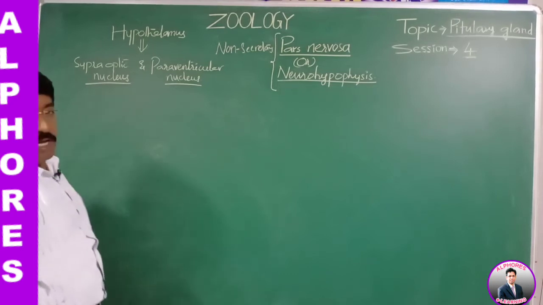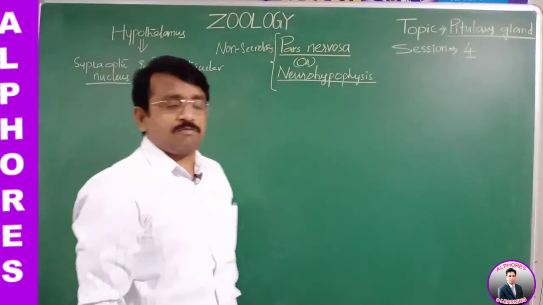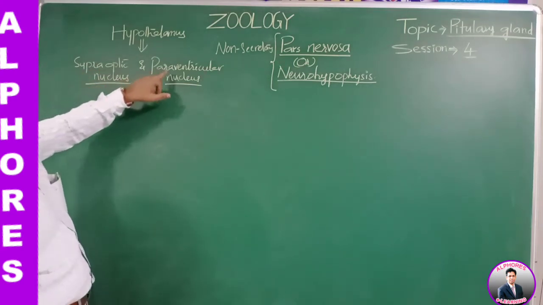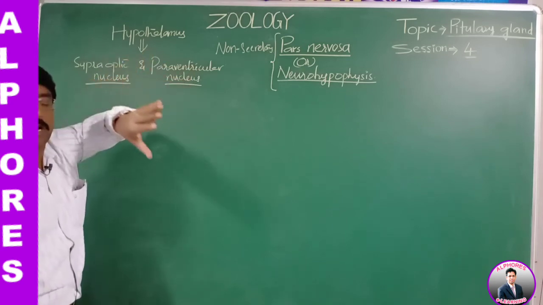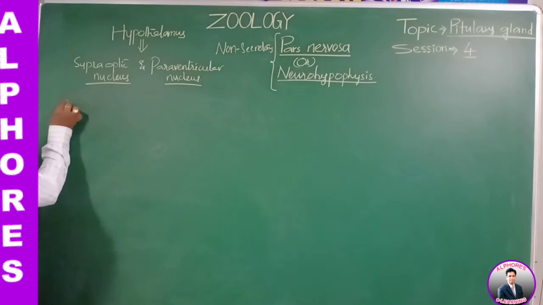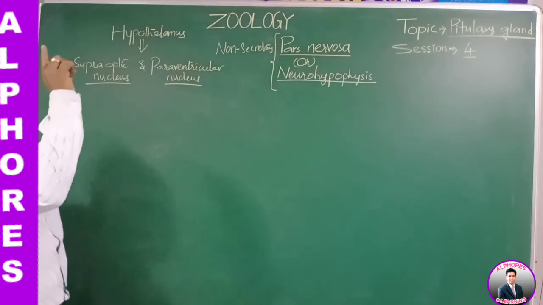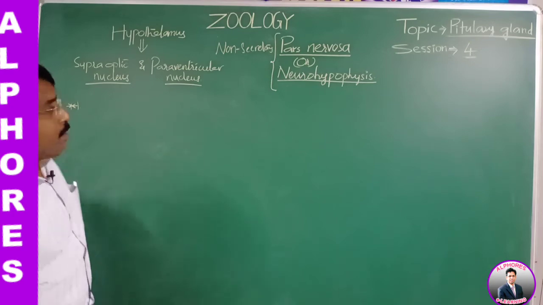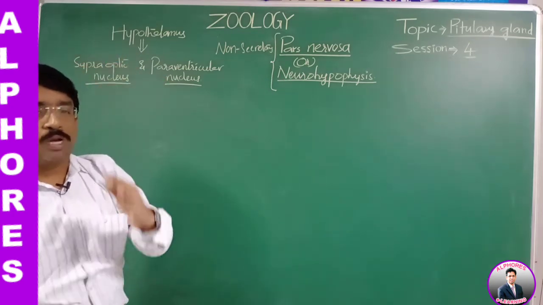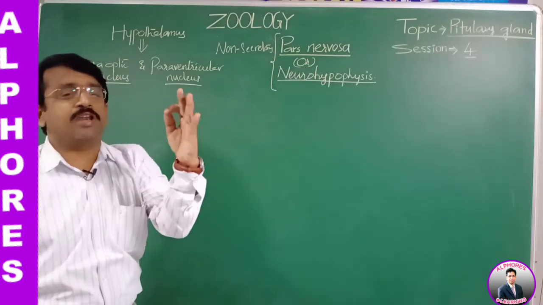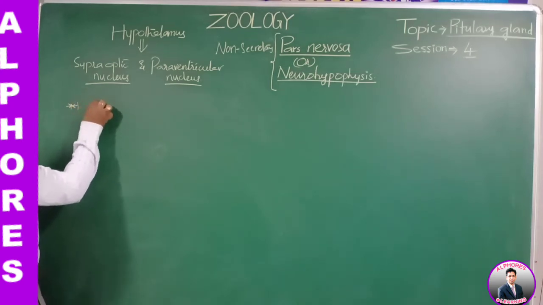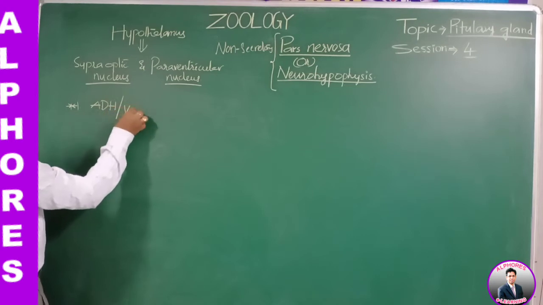A nucleus means a group of cell bodies in the central nervous system. The supraoptic nucleus and paraventricular nucleus are neurosecretory cells of the hypothalamus, which secrete two peptide hormones. So far, in the adenohypophysis, we discussed proteinoid hormones, but here they are peptide hormones, with 3 to 49 amino acids. The hormones are ADH, antidiuretic hormone, or vasopressin.